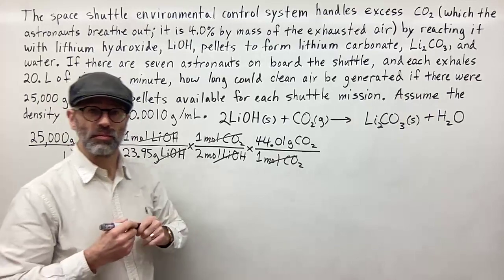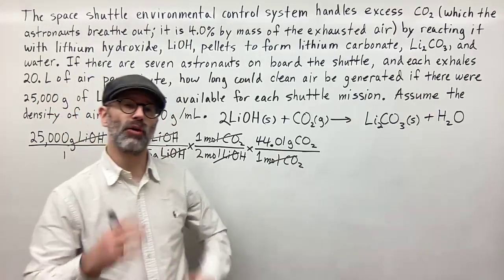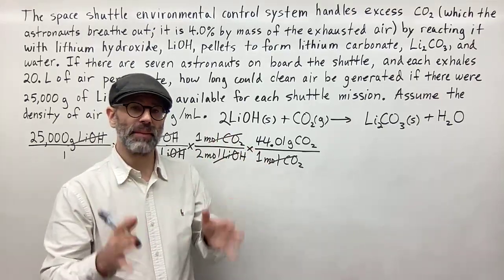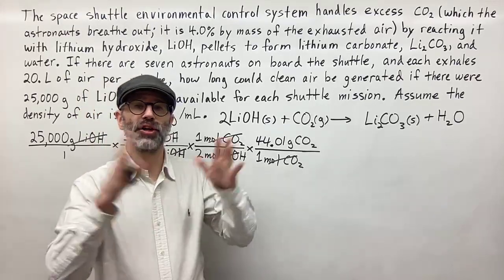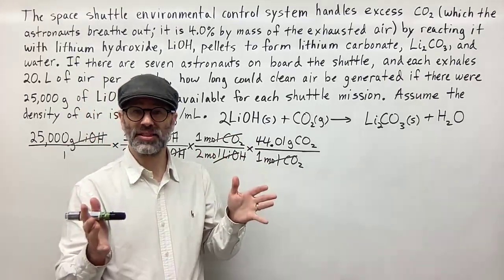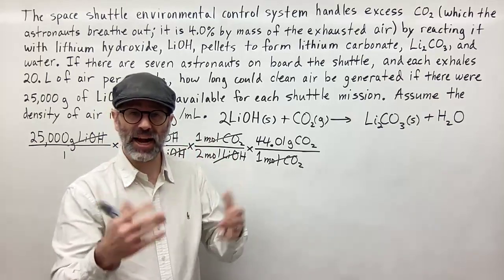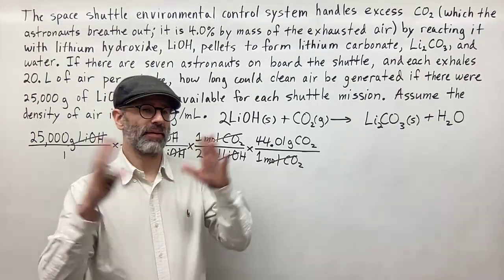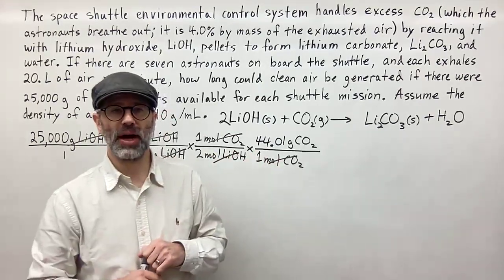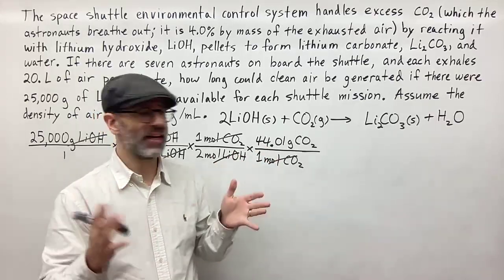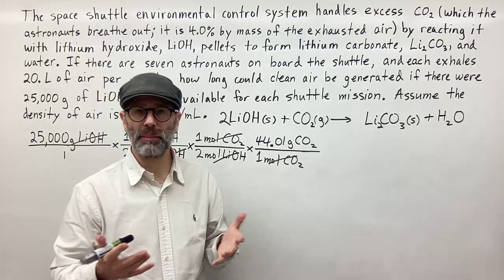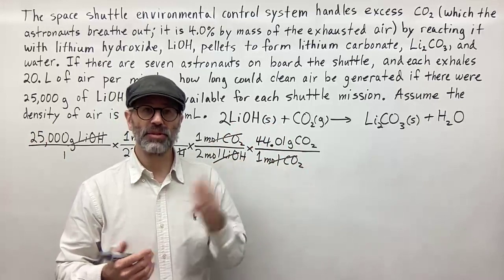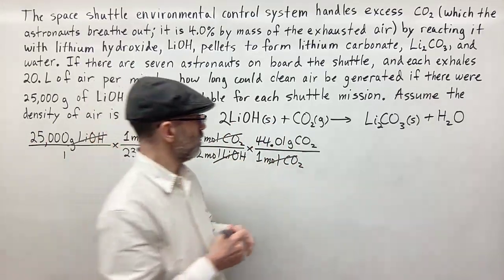So now I can use the percent by mass. I know that a percent means out of 100. So how do I use that as a conversion factor? 4.0% by mass means that out of 100 units of my exhausted air, the exhaled air, 4 of those units is going to be carbon dioxide. So out of 100 units, only 4 is carbon dioxide. The unit we use could be anything. Since I have grams here and we're talking about percent by mass, that would mean out of 100 grams of air, 4 grams is going to be the carbon dioxide. So I can use that.